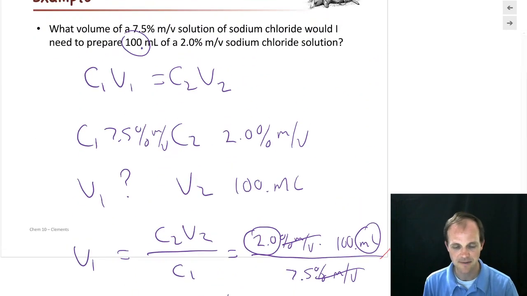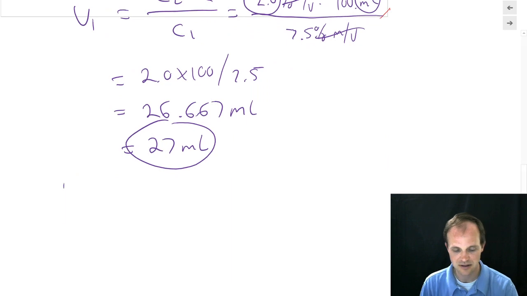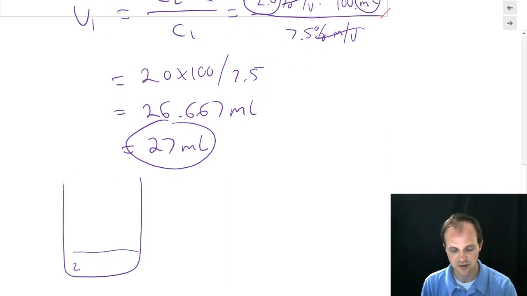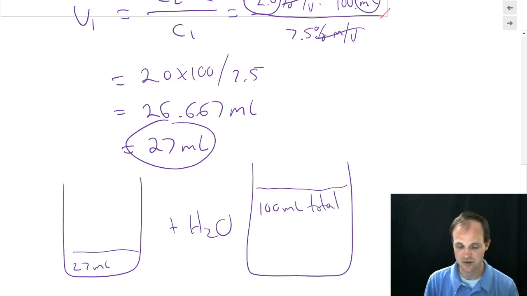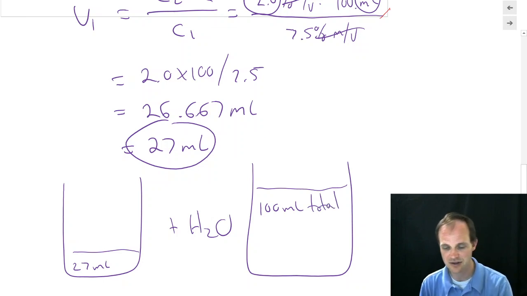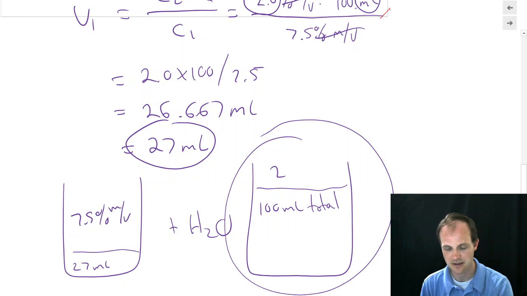So what does that mean? It means I use 27 milliliters of my 7.5% sodium chloride solution. I add that to a beaker. So I'm going to draw it here. I get 27 milliliters of it. I add H2O until I get 100 milliliters total. I don't add 100 milliliters because then I'd have 127. And now I've got that new concentration that I wanted, which is 2.0% from my 7.5%.